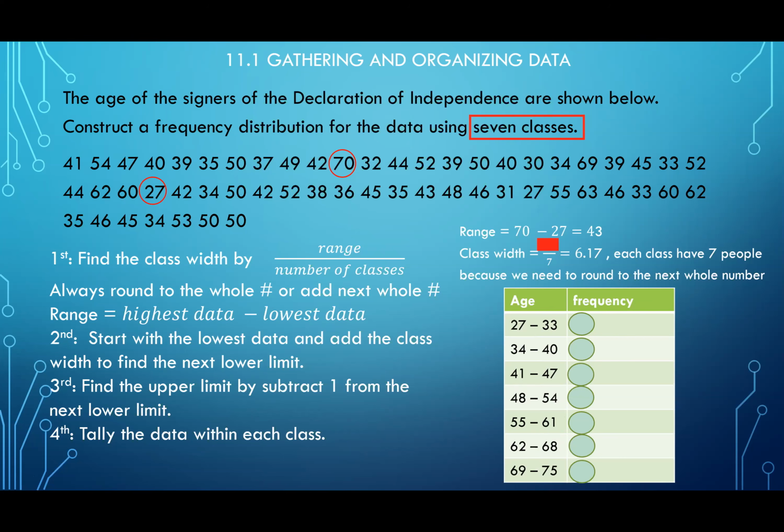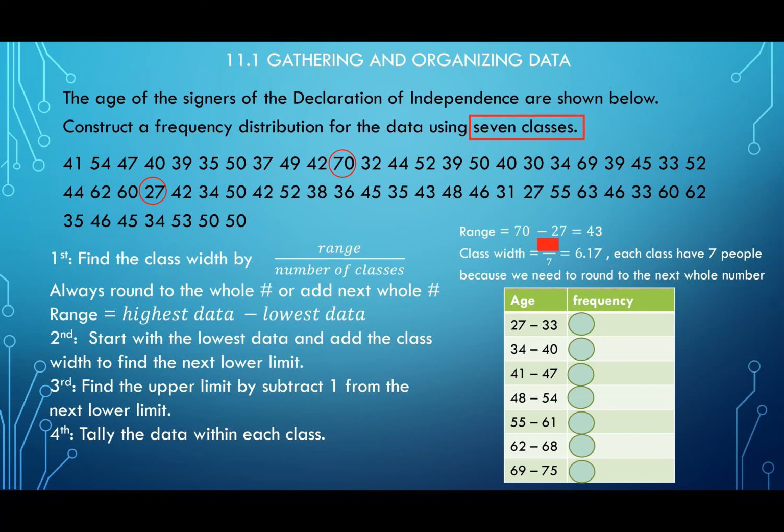So everybody see that every time you jump from the first lower limit to the next lower limit, you add 7. For the first upper limit to the next upper limit, you add 7. So every time you jump from one limit to the next limit, you add 7. And how do we get the 7? That is your class width. How do you get your class width? You take the range divided by the number of classes you want. So in this case, they want 7 classes. That's where I have the 7. How do I find the range? I take the highest data minus the lowest data. So everybody see how I find this class here.